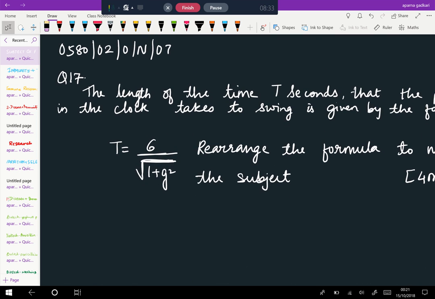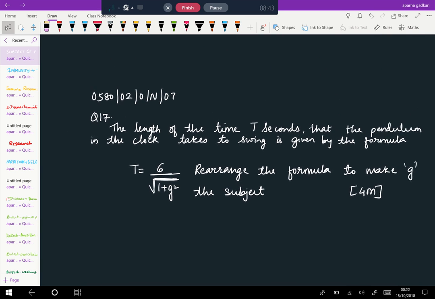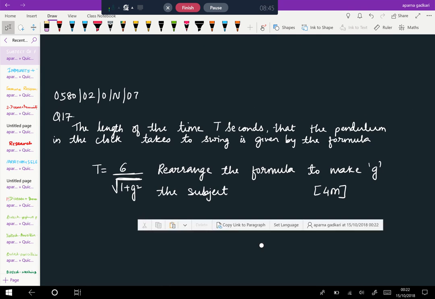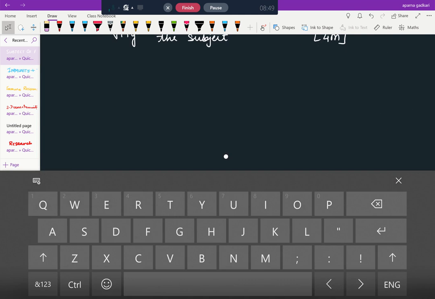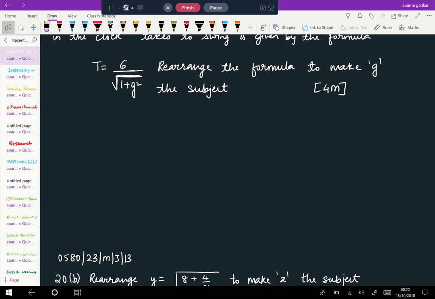This question has been taken from October-November 2007. It's paper 2. The length of the time t seconds that the pendulum in the clock takes to swing is given by the formula t equals 6 divided by square root of 1 plus g square. Rearrange the formula to make g the subject. So g is in the square root sign. We need to remove the square root sign. So the first thing that we'll be doing is squaring both the sides.